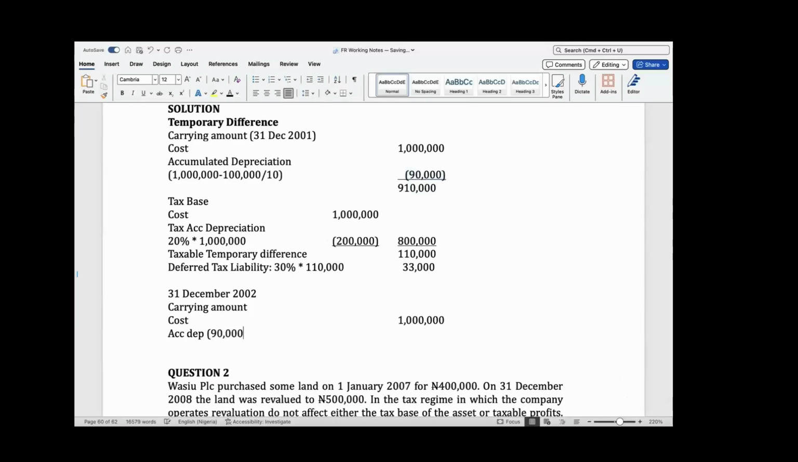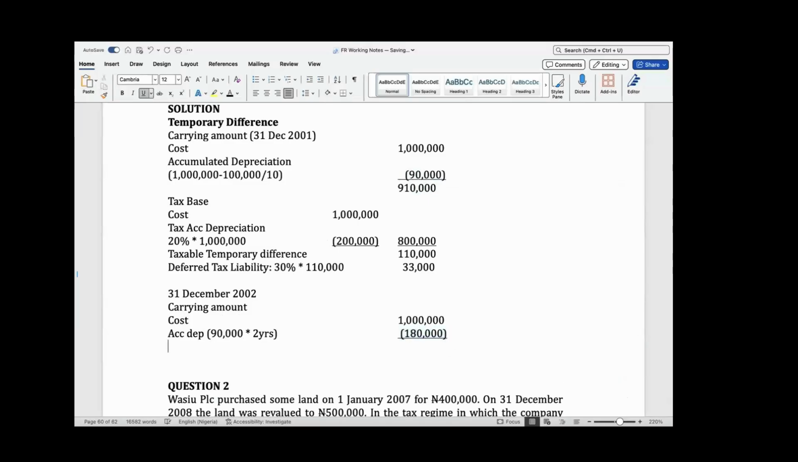So I can do 90,000 times 2 years now, which is 180,000. So my carrying amount here should be 820,000.